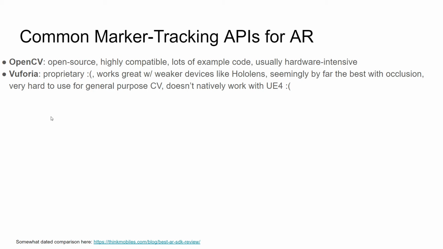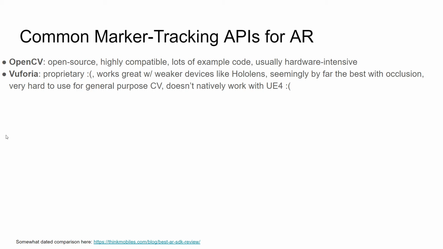Vuforia is also really common. It's probably the most common to be used with the HoloLens and Magic Leap. Unfortunately, it's proprietary, so you actually don't know how most of it works. It does work really nicely with really weak devices like the HoloLens. It's really good with occlusion, so if your marker has something in front of it partially. In my experience, I find that it can handle up to 60% occlusion, which is really good.